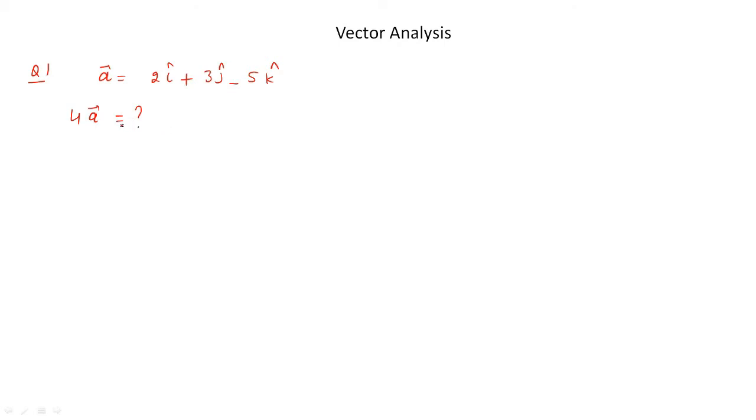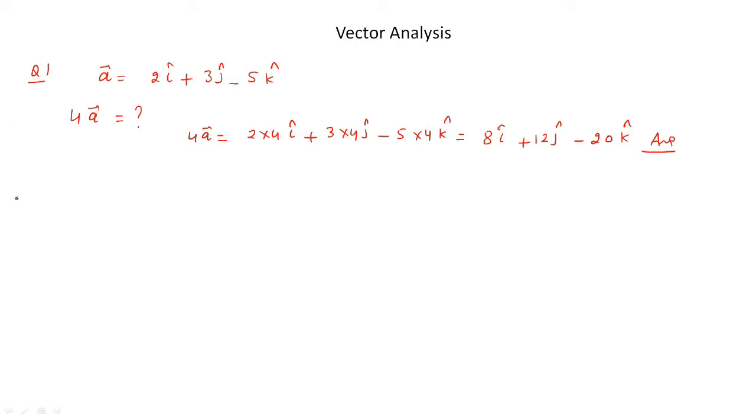So to find the vector 4A, we will multiply the scalar components which are along the i, j, k unit vectors. So our 4A vector will be 2 into 4i plus 3 into 4j minus 5 into 4k. So it comes out to be 8i plus 12j minus 20k. So this is the answer of the question.